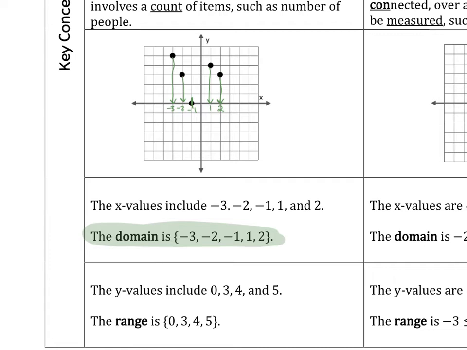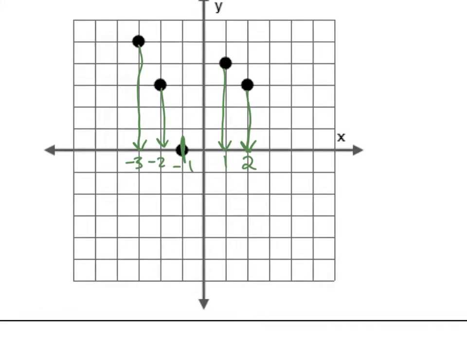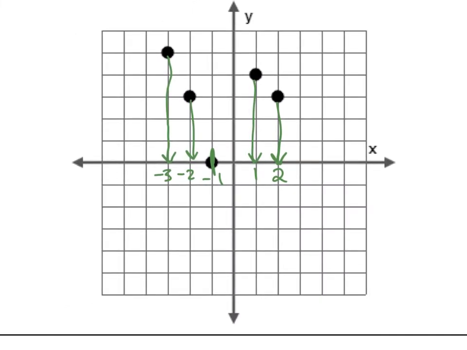If I do the same thing for the range, instead of going down to the x-axis, since range is the y values, I'm going to bring them over to the y values. So everyone draw me sideways arrows until those dots get to the y-axis.